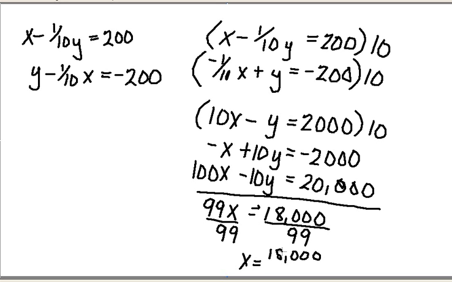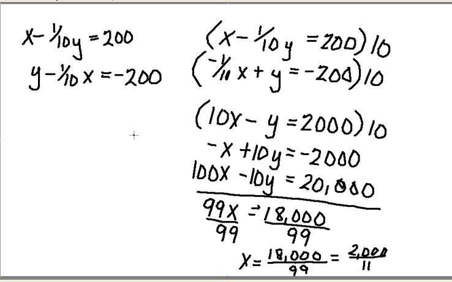Alright, but I can see, and you can do this by trial and error or whatever, I know that 9 goes into both the numerator and the denominator. Why? Because 9 will go into 18, and 9 obviously goes into 99. So 9 goes into 18,000 2,000 times, and 9 goes into 99 11 times. So x is equal to 2,000 over 11.